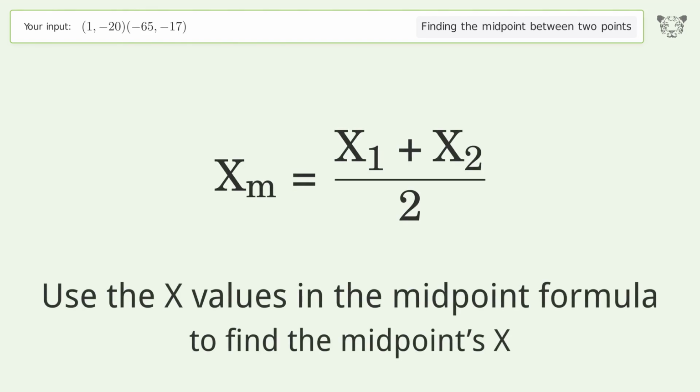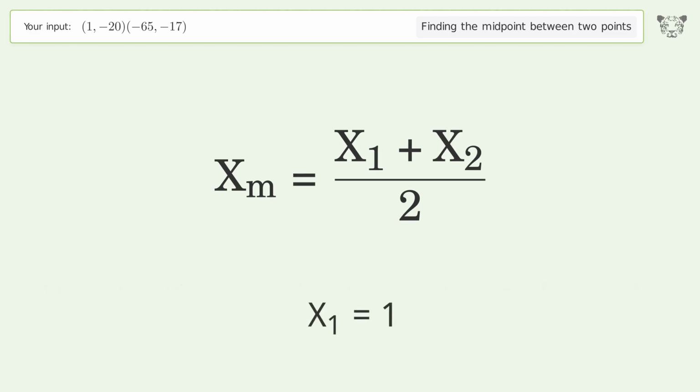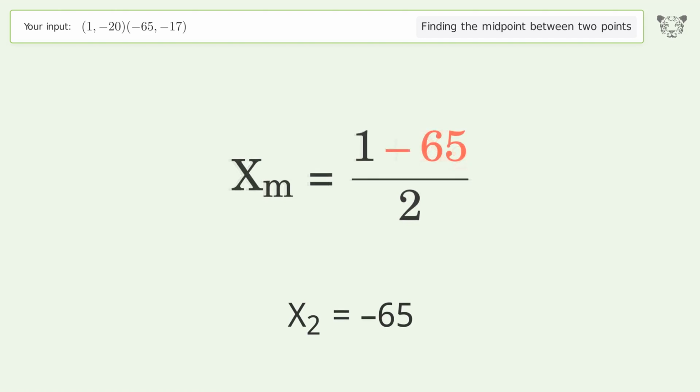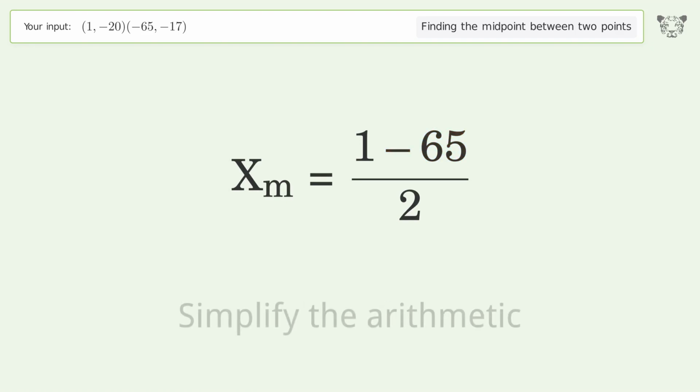Use the x values in the midpoint formula to find the midpoint's x. x1 equals 1. x2 equals -65. Simplify the arithmetic.